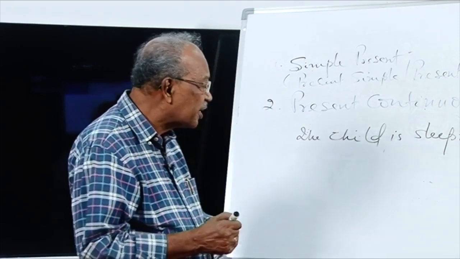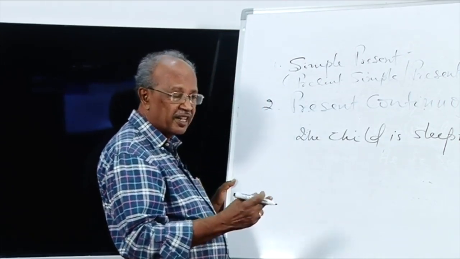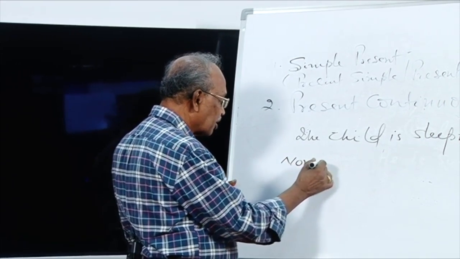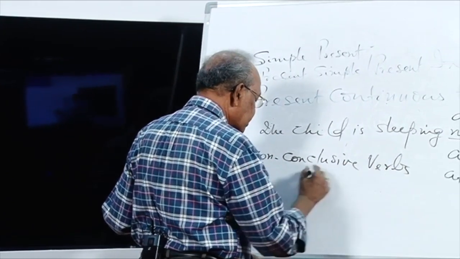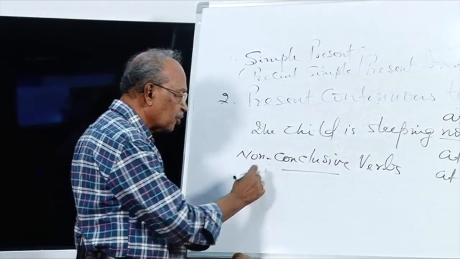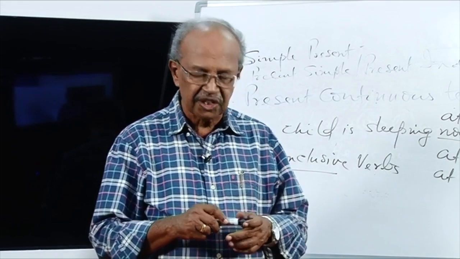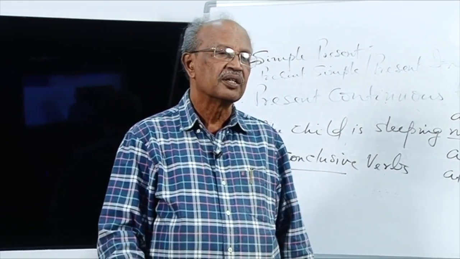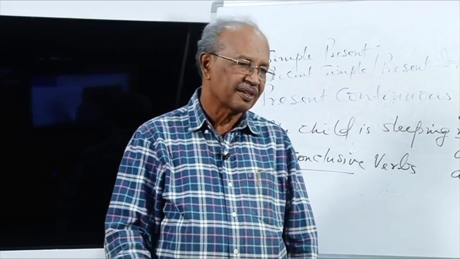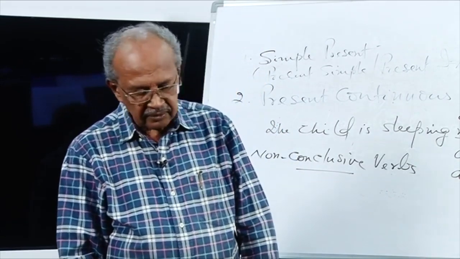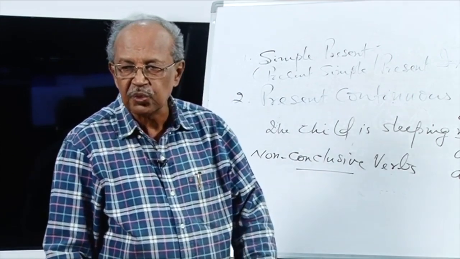Now, there are certain verbs which we cannot use in the continuous tense. Such verbs are known as non-conclusive verbs. Non-conclusive, N-O-N, non-conclusive verbs. That means verbs which cannot be used in the continuous tense or which are not usually used in the continuous form. Then you should know the list of such verbs, have an idea about such verbs. Very, very important.